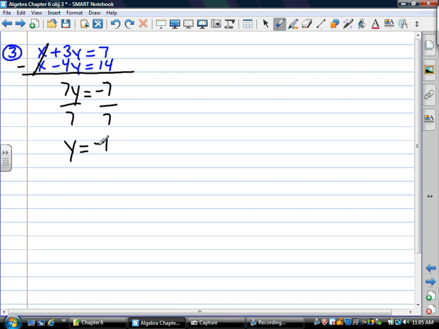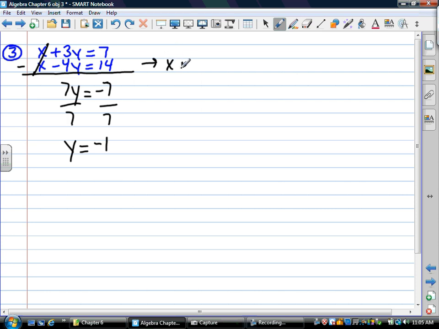I still need to find my value for x, so I'm going to replace y in the second equation. The reason why I'm going to use the second equation is because I notice that I have a negative coefficient here, and when I multiply a negative value for y by that negative coefficient, it's going to become positive. So it actually makes the problem a little bit easier to substitute in the second equation. That's just something you can recognize. Could you use the first equation? Absolutely. But I'm going to use the second equation.